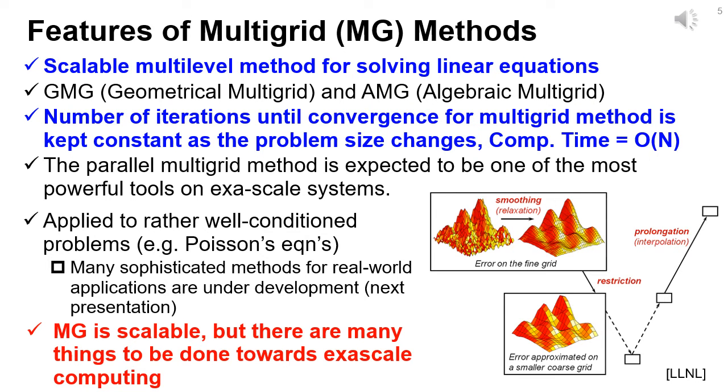Multigrid method is a scalable multilevel method for solving linear equations. In the present work, multigrid is utilized as preconditioner for Krylov iterative solvers. One of the important features is that number of iterations until convergence is kept constant as the problem size changes. Therefore, computation time is order of n, problem size. Multigrid is scalable, but there are many things to be done towards exascale computing.